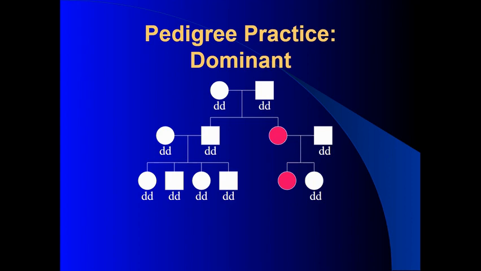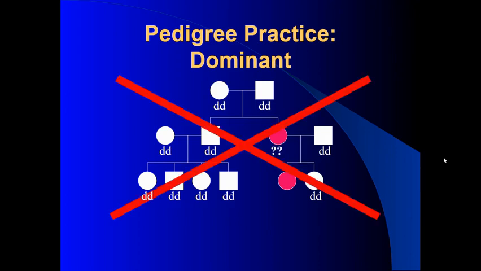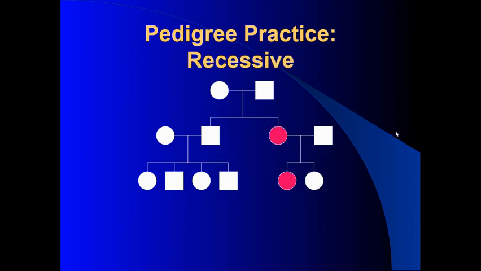So this is where you should see a problem because two recessive parents cannot have a dominant child. So there's no way that this one can work. So what that told us is that this trait cannot be inherited dominantly. So now we'll try as recessive.